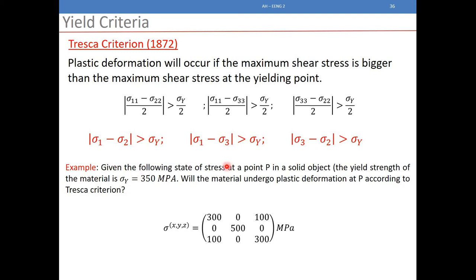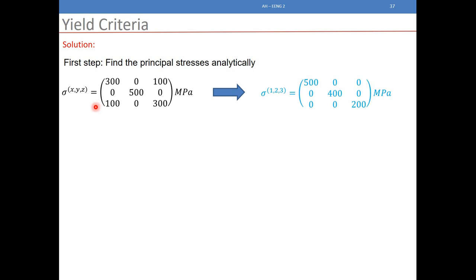Given the following state of stress at a point P in a solid object, so this is the state of stress. The yield strength of the material is sigma y, 350 megapascal. We know that the yield strength is 350 megapascal. So we have the state of stress at the point P. Will the material undergo plastic deformation at the point P according to the Tresca criterion? How do we develop it?